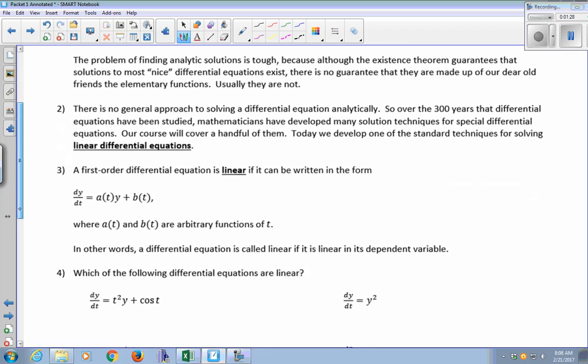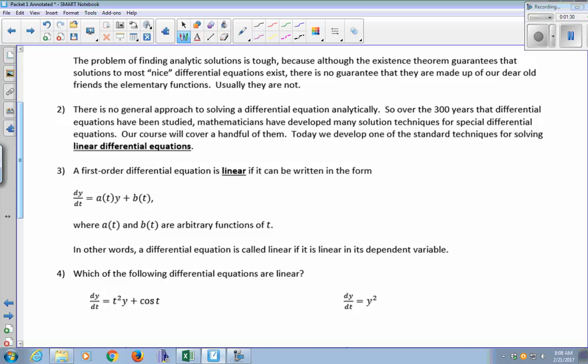But the problem of finding analytic solutions is tough because the existence theorem very frequently guarantees us that a solution exists, but there's no guarantee that that solution is a simple function made up of the elementary trig, exponential, polynomial types of functions that we know. And in fact, usually they're not. Okay. So there is no general approach to solving a differential equation analytically.